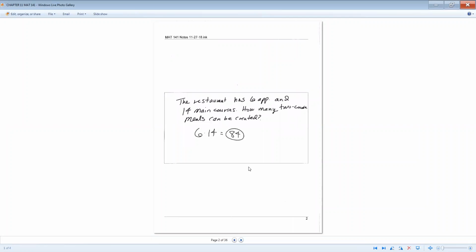So a quick example, the restaurant has 6 appetizers and 14 main courses. How many two-course meals can be created? You can only choose one appetizer and one main course. That's why it's 2-course meals. So you just do 6 times 14, which is 84. So there are 84 two-course meals that can be created.